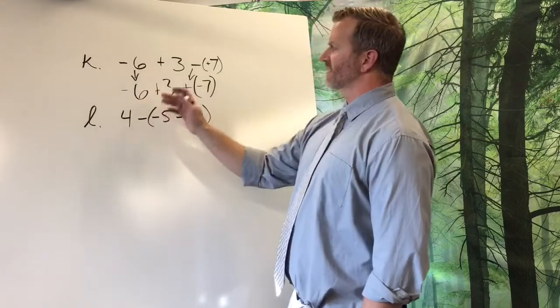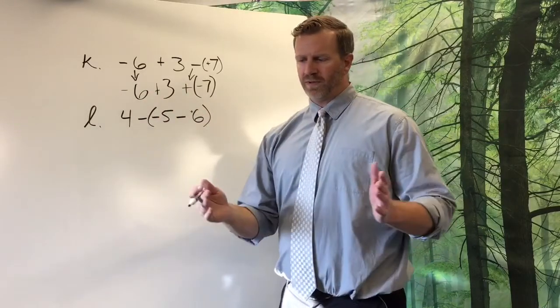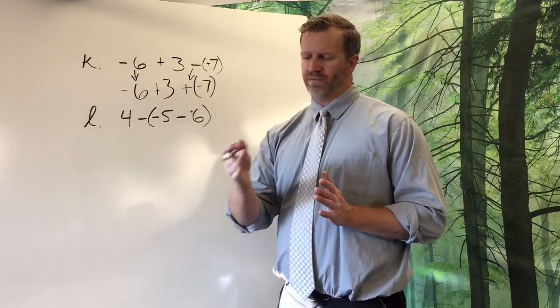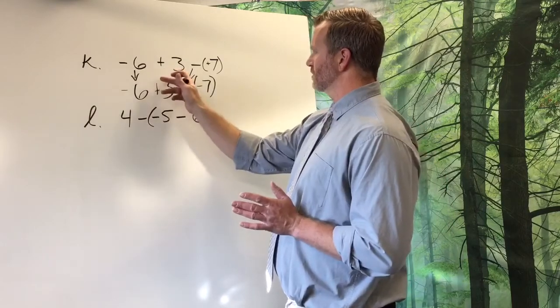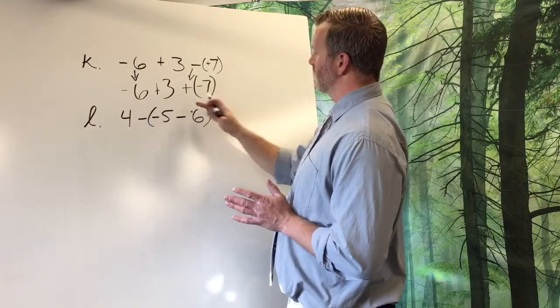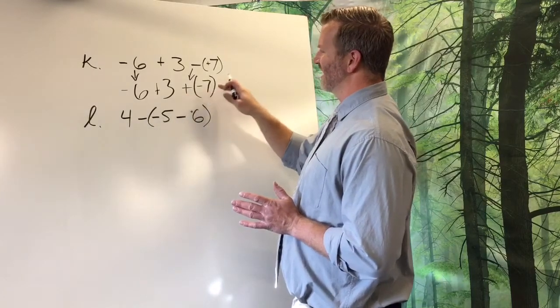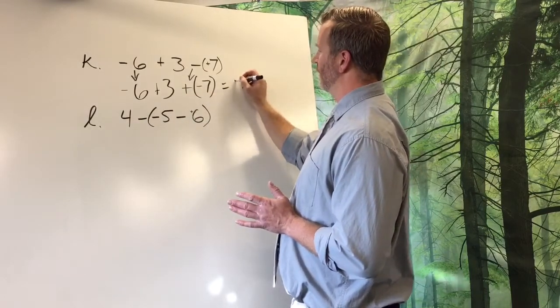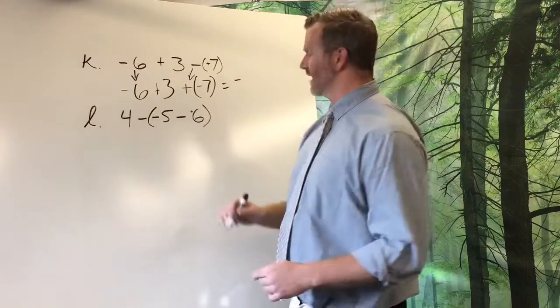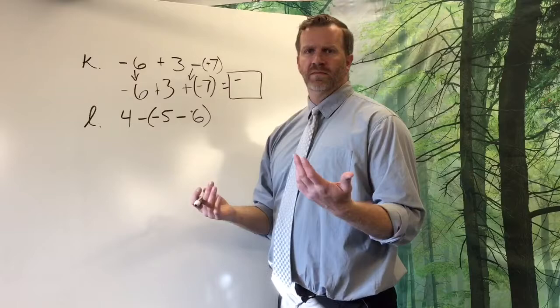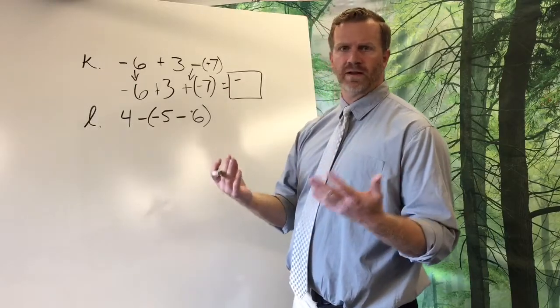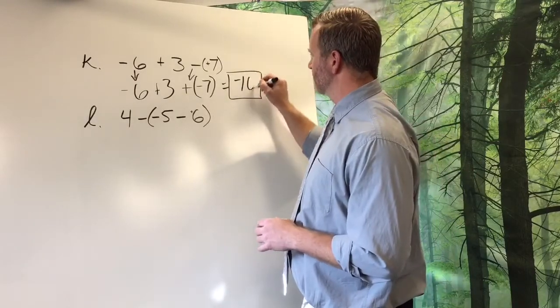So negative 6 plus 3, right? If we're on a number line, we're at negative 6, and we move up 3. So now we're at negative 3. Then we have negative 3 plus a negative 7. They're both negative, so my answer is going to stay negative. Now, notice 3 plus 7: 7, 8, 9, 10, right? So our answer is negative 10.